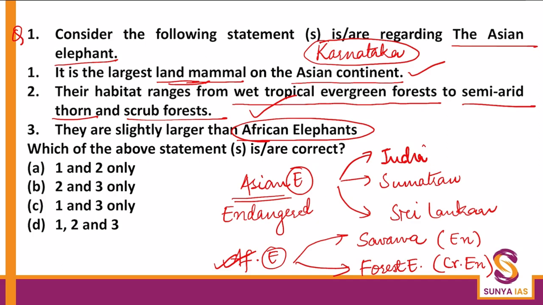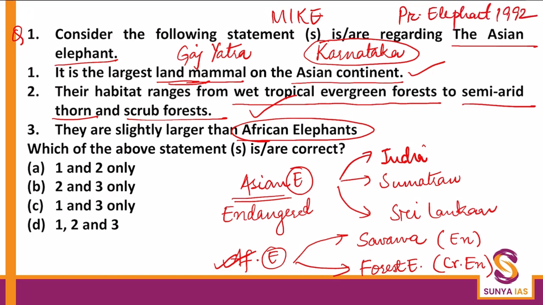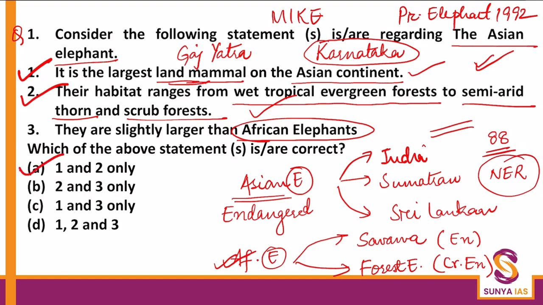What are the Indian initiatives for protection of elephants? Gaj Yatra. MIKE program is there, monitoring the illegal killing of elephants. Even Project Elephant started in 1992. It is a centrally sponsored scheme for the protection. Elephant reserves in Agasthamalai, Tamil Nadu has been there. Elephant corridors we are making. There are a total of 88 elephant corridors, and most of the elephant corridors are in the northeastern region. Got it? Therefore, the correct answer should be 1 and 2. A should be the correct answer.